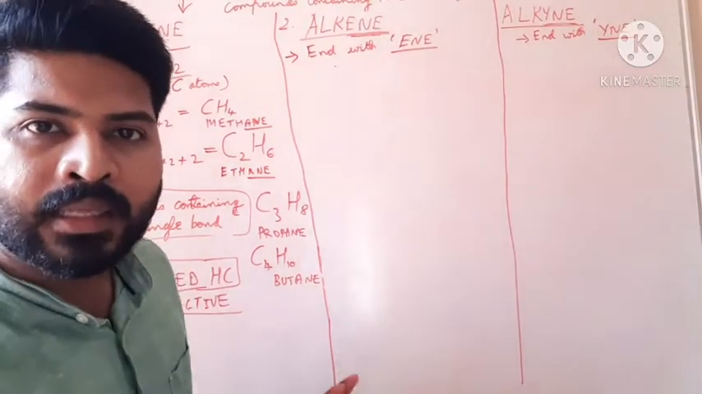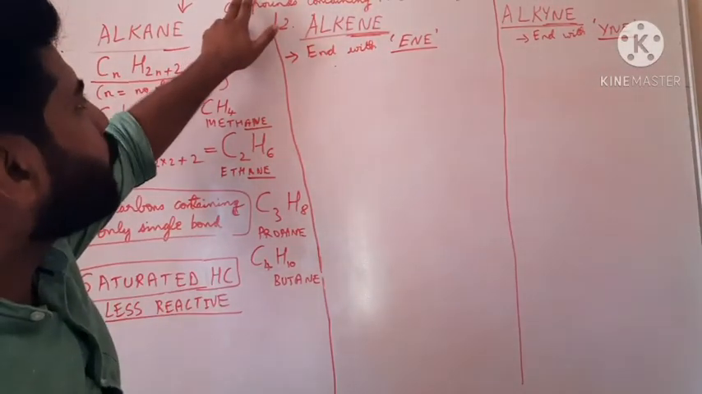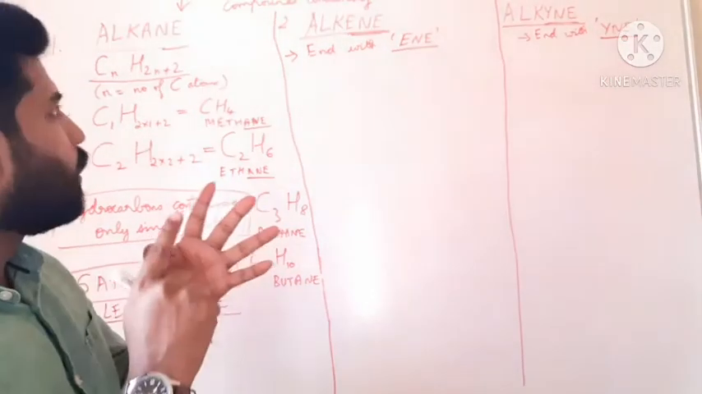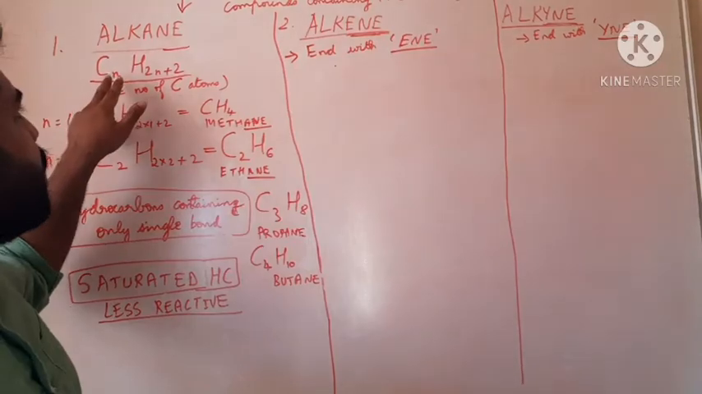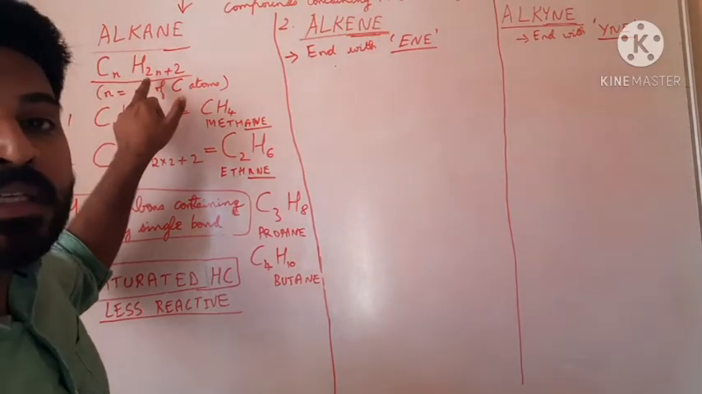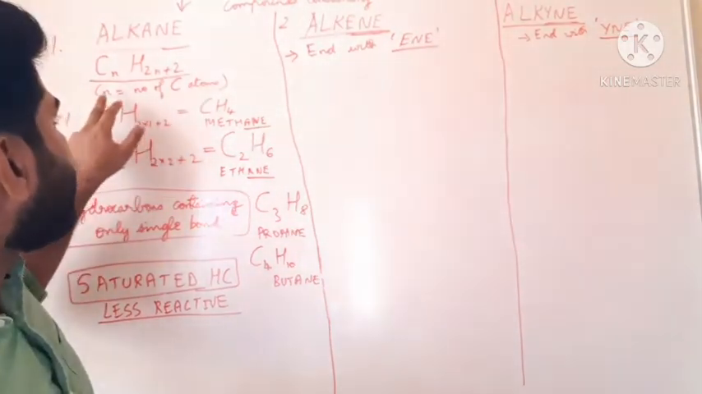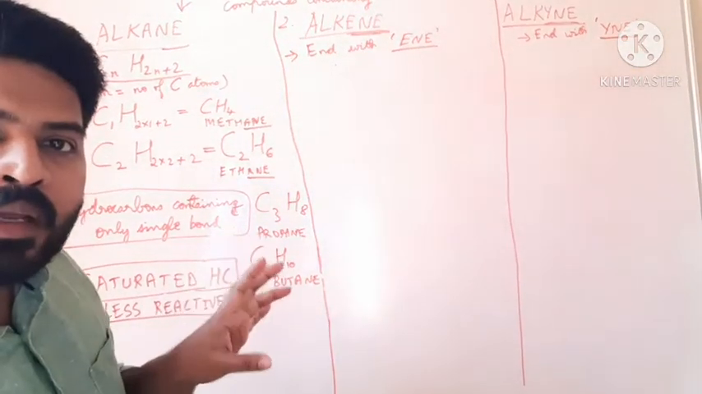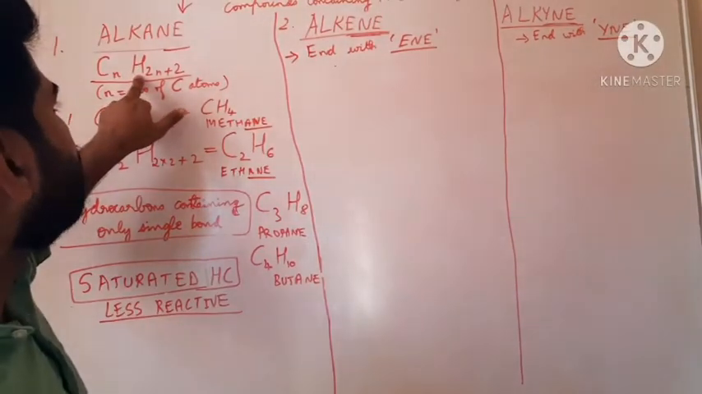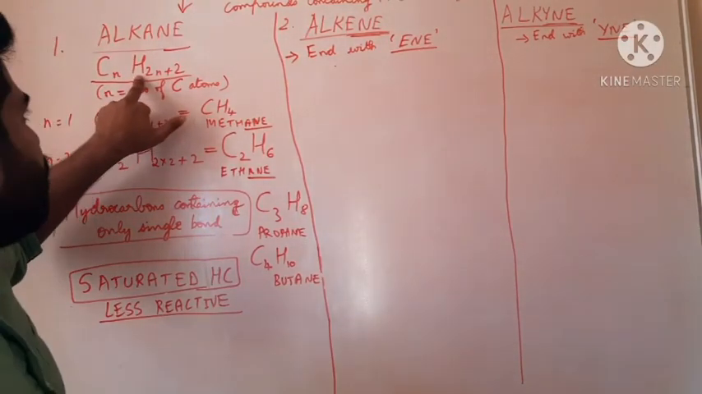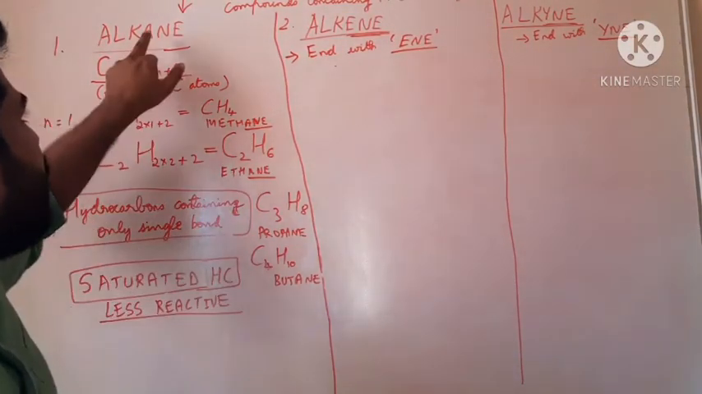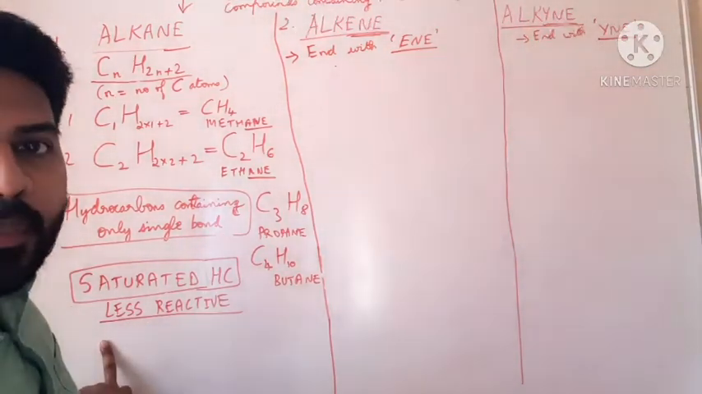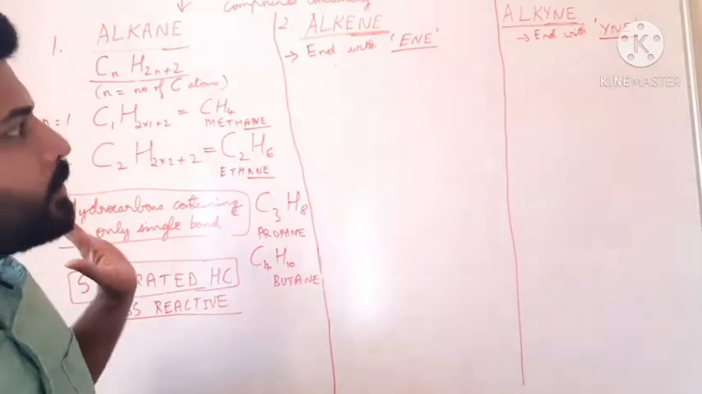So alkanes are hydrocarbons containing only single bonds, point number 1. Point number 2, they have the general formula CnH2n+2, where n refers to the number of carbon atoms. Using this chemical formula, we can derive the different members of the alkane family, and these are less reactive because they are saturated.